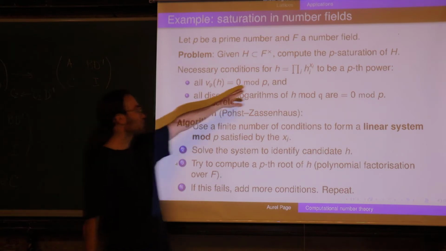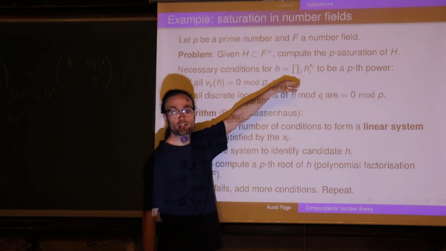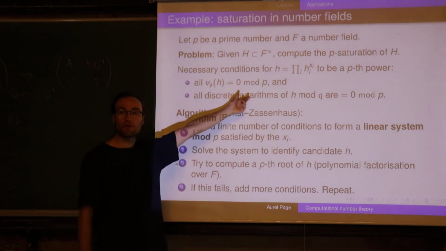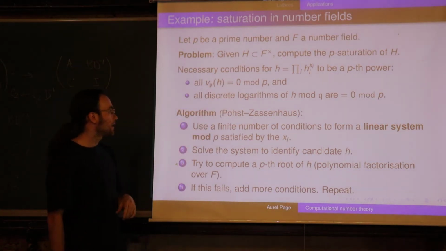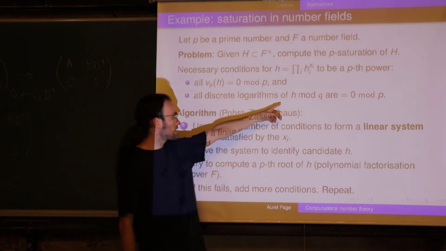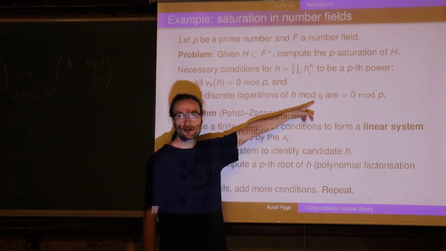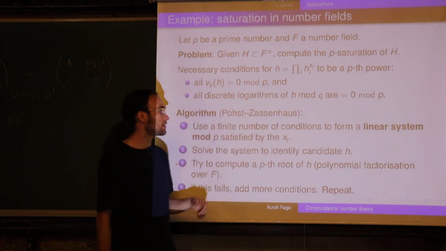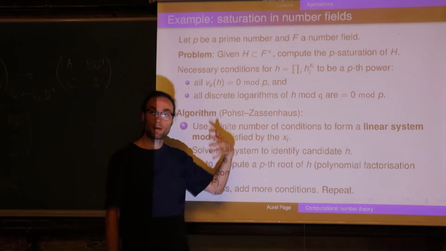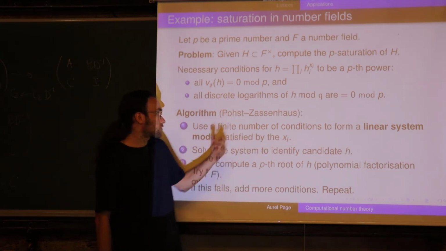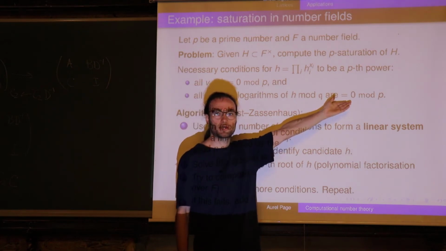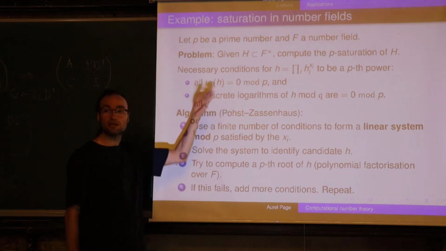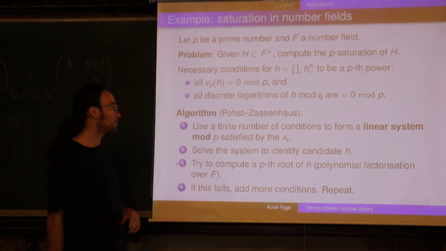So what are necessary conditions for a certain product of the generators of H to be a p-th power? Well, first, all of its valuations have to be 0 mod p. And also, if you reduce H modulo various primes Q, then you end up in a finite field and you have discrete logarithms, expressing the elements as a power of the generator. These discrete logs also have to be congruent to 0 mod p when you have a p-th power. So this gives you, in fact, an infinite set of conditions for an element to be a p-th power.